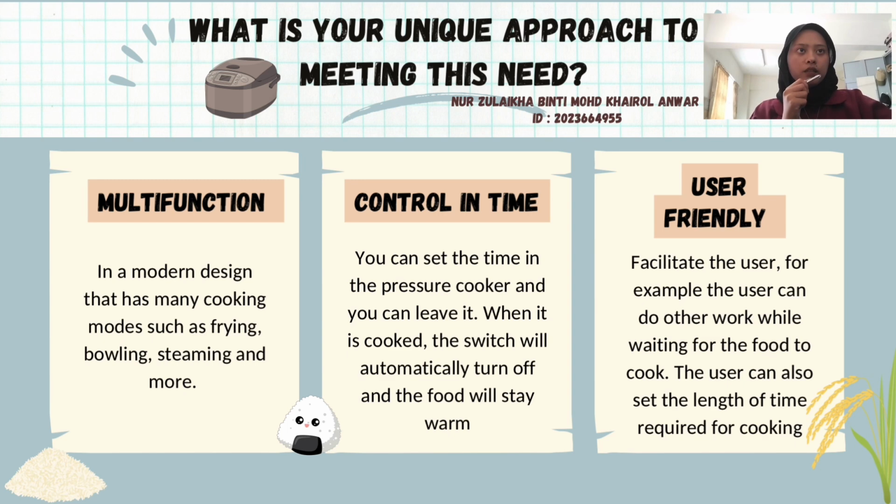What is your unique approach to meeting this need? The first one, we got multifunction, which is a modern design that has many cooking modes such as frying, boiling, steaming and more. And the second one is control in time, which is you can set the time in the pressure cooker and you can leave it. When it is cooked, the switch will automatically turn off and the food will stay warm. The last one is user friendly. Facilitate the user. For example, the user can do other work while waiting for the food to cook. And the user can also set the length of time required for cooking.